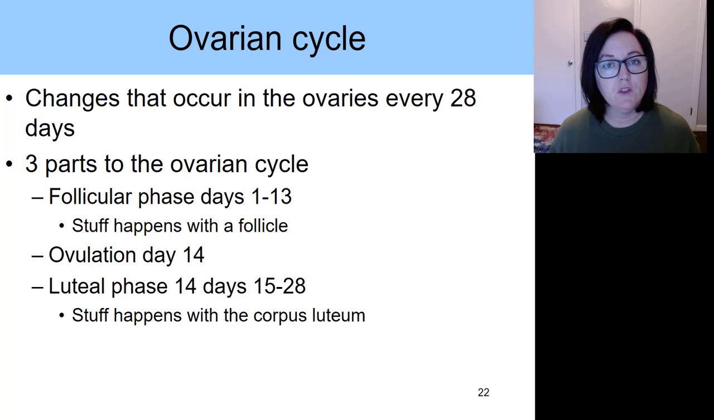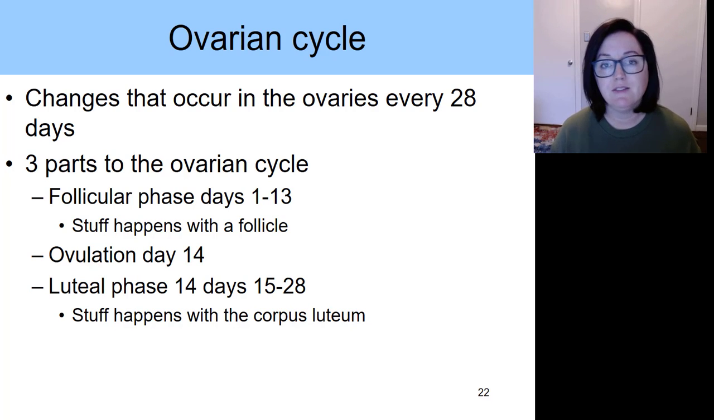There are changes that occur in the ovaries every 28 days. There are three major parts to the ovarian cycle. The follicular phase, which would be days 1 through 13, ovulation, which typically occurs around day 14, and then the luteal phase, which will occur through days 15 through 28.